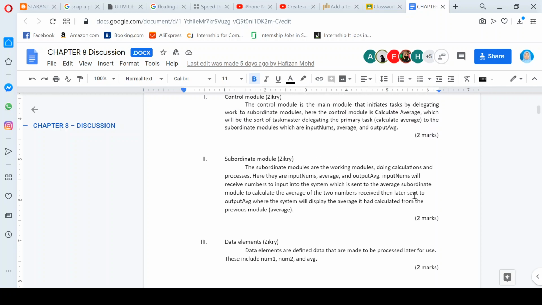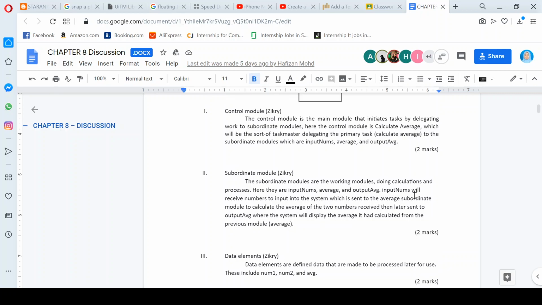Okay, so Zikri dah terangkan apa itu control module, apa itu subordinate module, and also what is meant by data element. Okay. In general, control module is the module that is controlling all the subordinate modules.